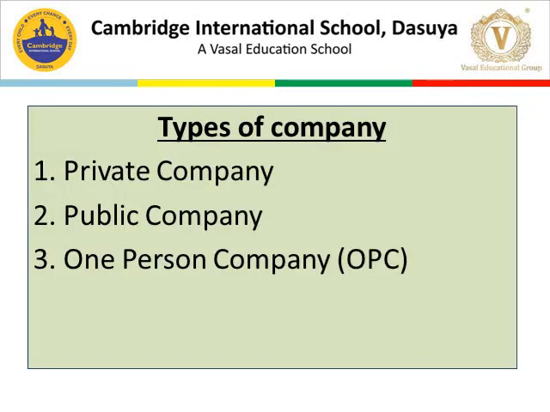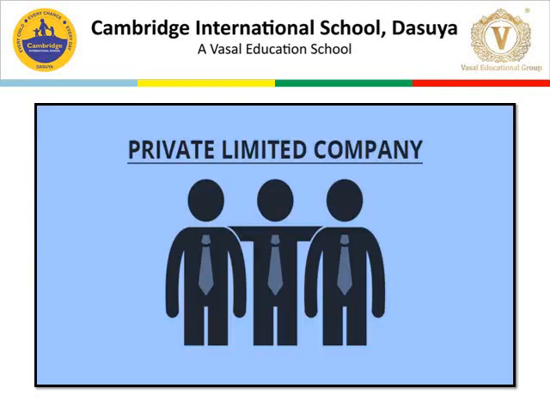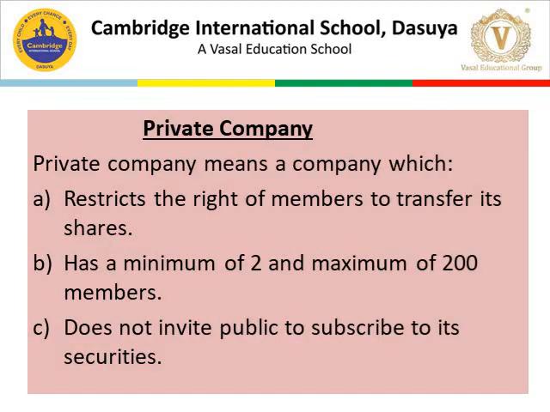Today we are going to do types of company. There are three types of company. Number one, private company. Number two, public company. Number three, one person company, which is also called OPC. First, we are going to do the private limited company.